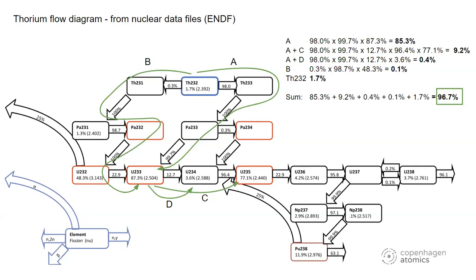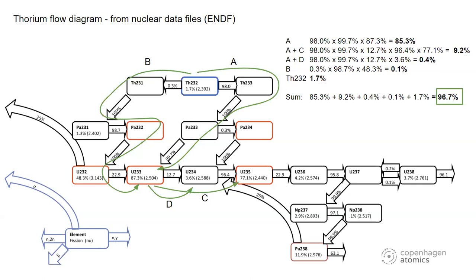So if you look at these calculations in the top right of this slide, you can see that route A is responsible for 85.3% of the fission, and route A plus C is, so if you first take route A and then the fission doesn't happen there, but it then takes route C, then 9.2% of the thorium will end up as uranium-235 and fission there.